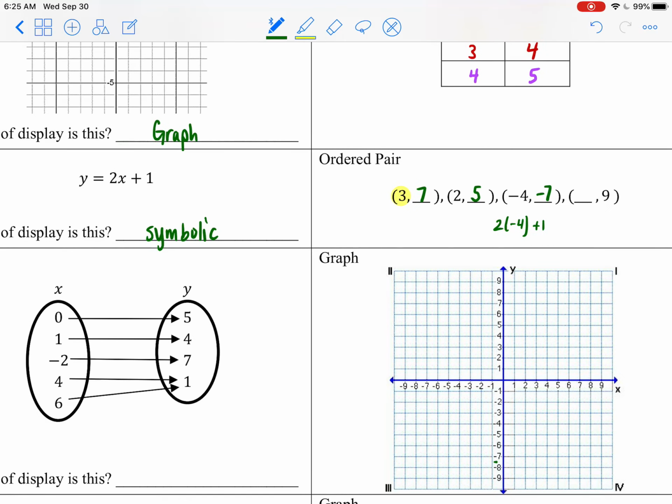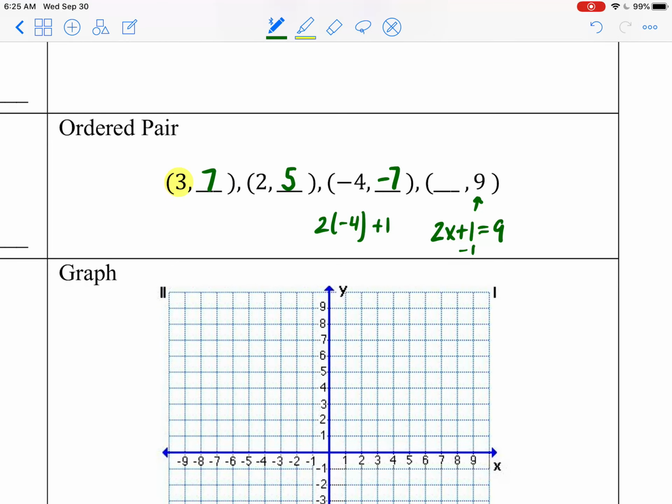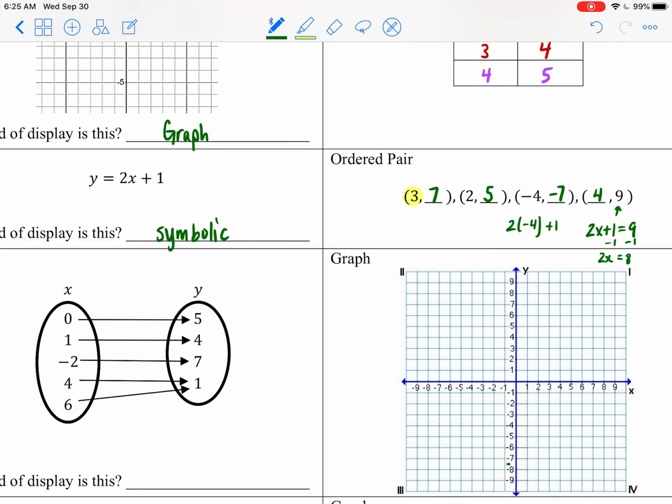And then this one's backwards. This one's saying the output value is 9. So we're saying when we do 2x plus 1, we get 9 for the y value. Now we're trying to work backwards to find the x value. What would you have to do there? I guess we could solve, right? We could minus 1 on both sides. 2x equals 8. So x must be 4, right? If 2x is 8, then x must be 4. Okay, so we took a symbolic notation here and translated it over into its ordered pairs.